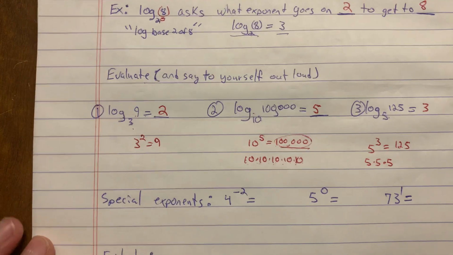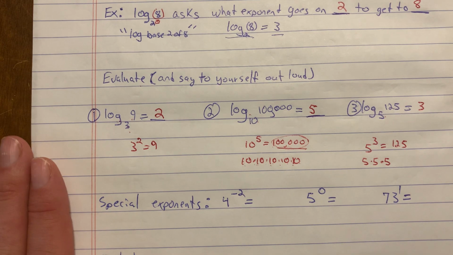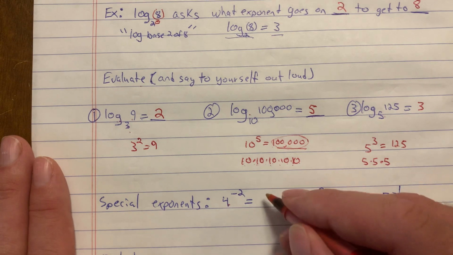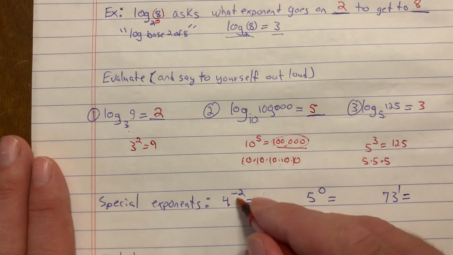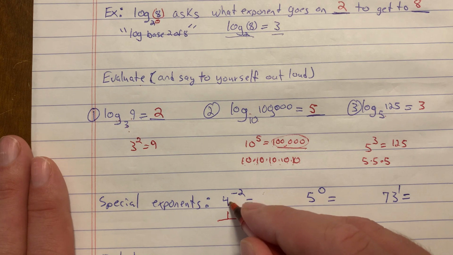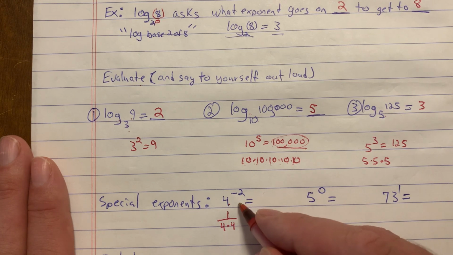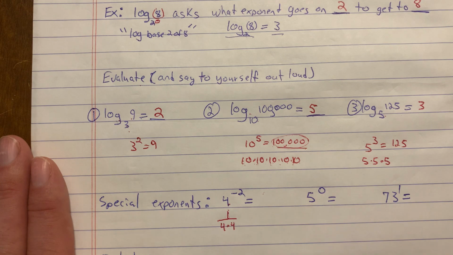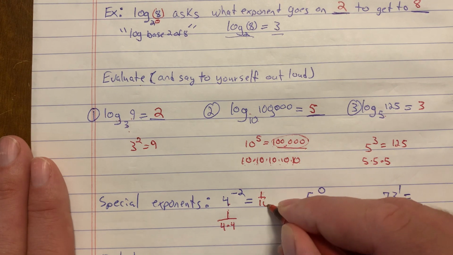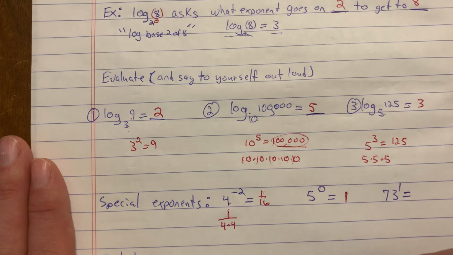All right, let's do a little bit more work on special exponents. We saw this a little bit in our warm-up, but let's make sure we feel good about it. When we have a negative exponent, 4 to the negative 2 power, negative exponents tell us we will divide instead of multiply. So 1 divided by 4 times 4. So instead of multiplying 4 times 4, we divide 1 divided by 4 squared. And so this is 1/16. Anything to the 0th power is 1, and anything to the 1 power is itself.